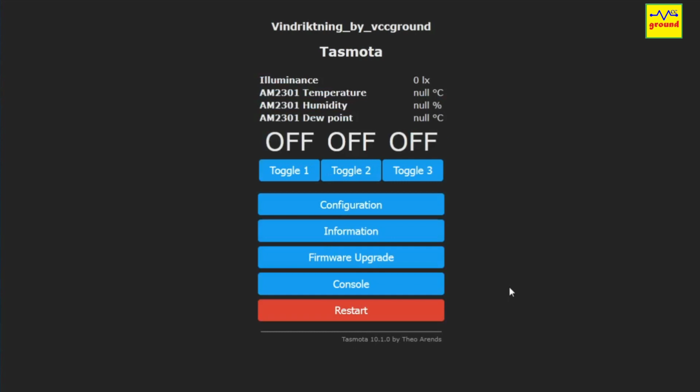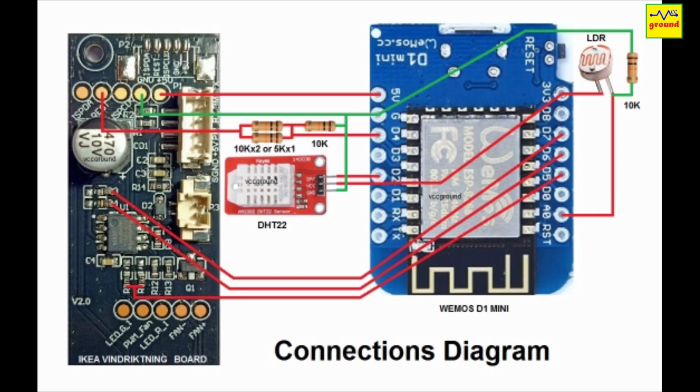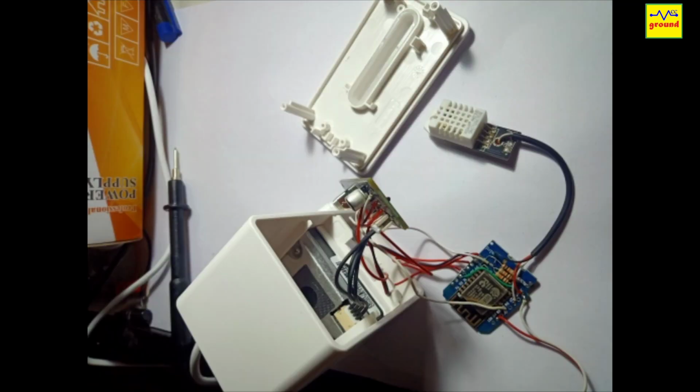Now disconnect the D1 mini board from the computer and let's now connect it to the sensor board. Follow this connection diagram to connect both the boards as well as the sensors. Here I have made all connections as shown in the diagram. Now it's time to fix all these inside the housing and close it.